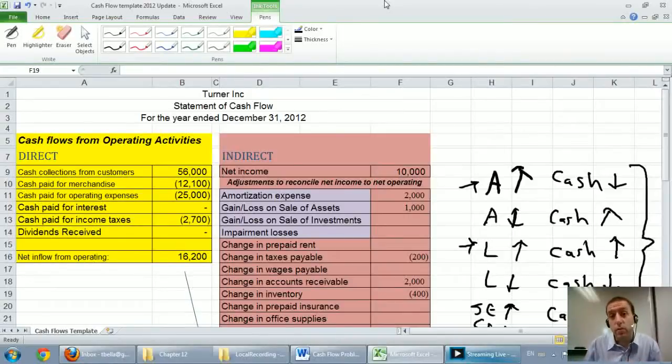In this series of videos, we've been working through Turner Inc.'s cash flow statement. We earlier did the direct method for the operating section, and in the last video we worked on the indirect method for the operating section. In this video, we're going to do the investing section.